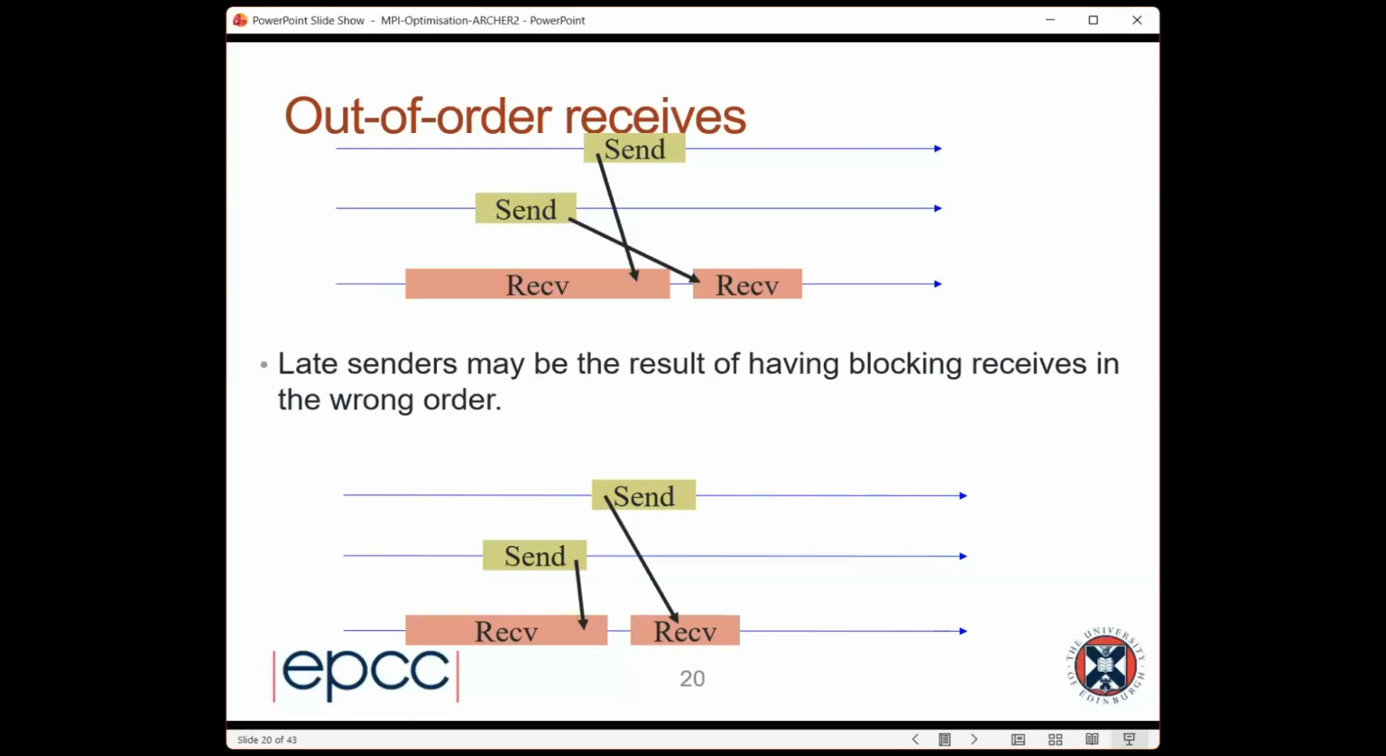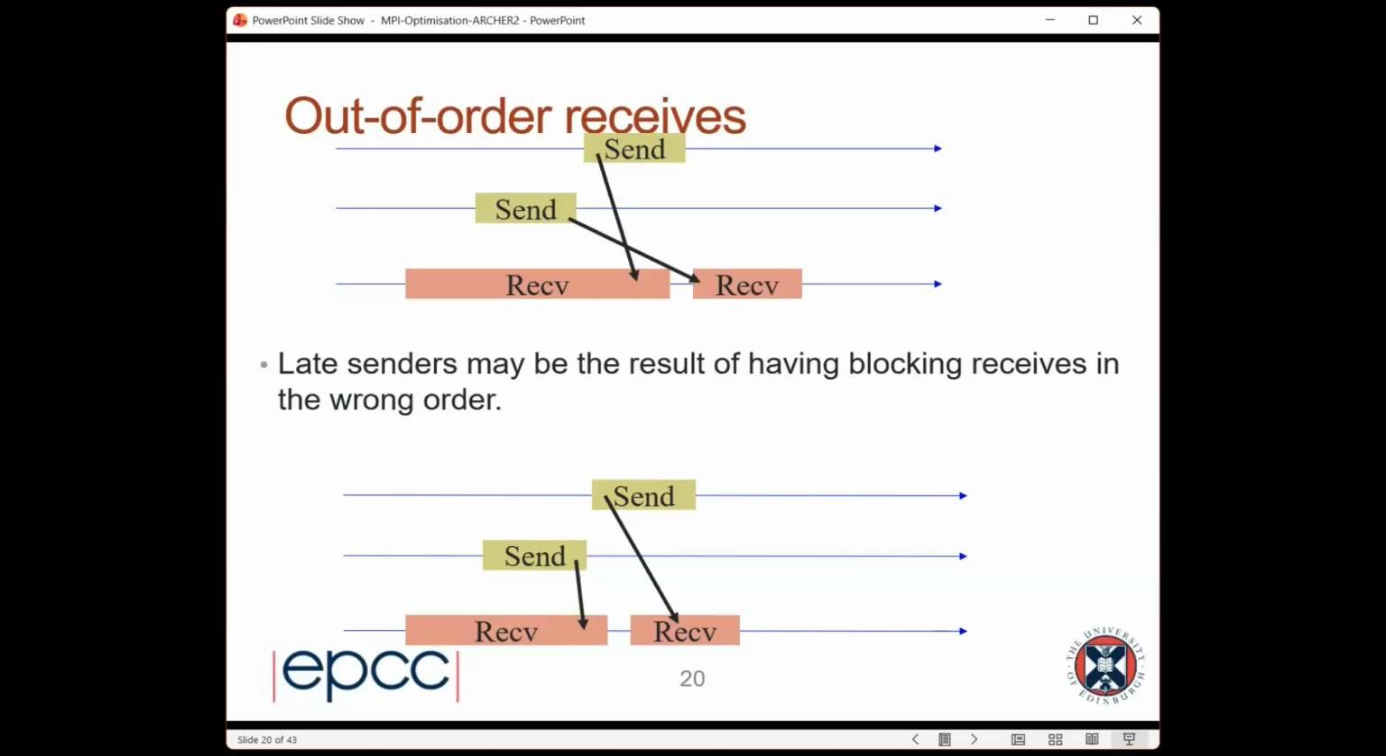So what you probably ought to have done is issued the receive from this process first and this one second, and that would have given you less time spent in receive. Now, if you had a deterministic program, it might be quite obvious to spot this. In practice, you may have out of order receives.